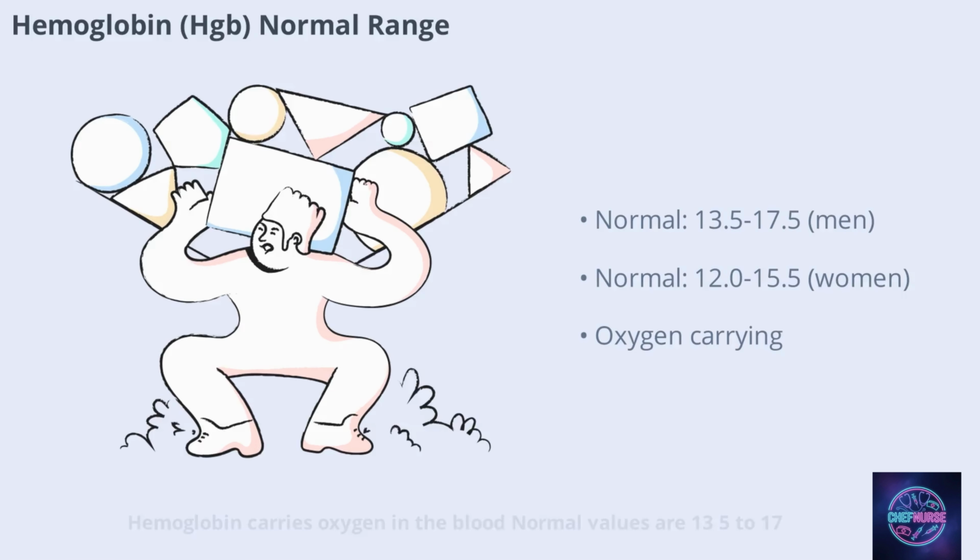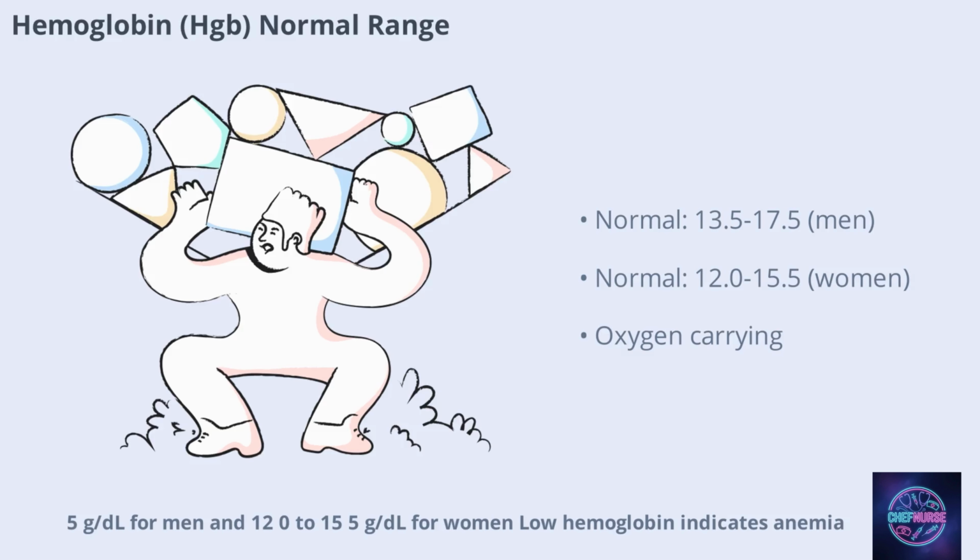Hemoglobin carries oxygen in the blood. Normal values are 13.5 to 17.5 g/dL for men and 12 to 15.5 g/dL for women. Low hemoglobin indicates anemia, while high levels may be seen in dehydration or chronic lung disease. For the NCLEX, know the symptoms of anemia and the importance of monitoring hemoglobin in patients with bleeding or chronic illness.